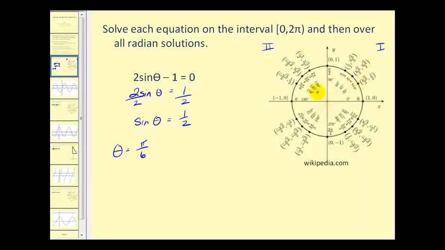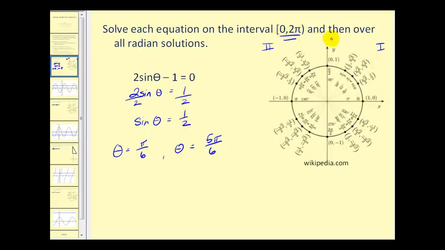Notice with a 30-degree reference angle in the second quadrant, that produces an angle of 150 degrees or 5 pi over 6 radians, and again the y-coordinate is equal to 1/2, therefore sine theta is equal to 1/2. So we have two angles on the interval from 0 to 2 pi that produce a sine function value of 1/2. So that takes care of the interval from 0 to 2 pi.